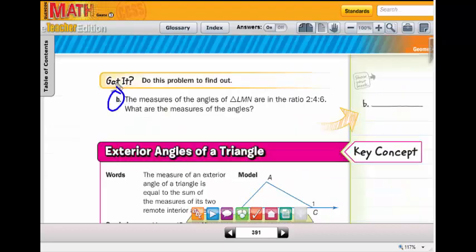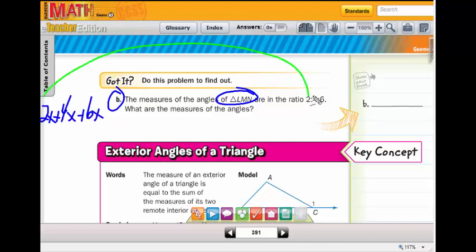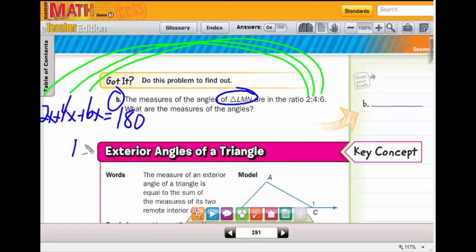Let's look at letter B. We have the measures of the three angles in a triangle are in the ratio 2, 4, 6. What are the measures of the angles? Well, remember, we can look at this in this way. We can say that 2x plus 4x plus 6x, and here's where those numbers come from: 2x, 4x, 6x, those all equal 180 degrees. Well, 2 plus 4 is 6, plus 6 more, we have 12x equals 180 degrees.